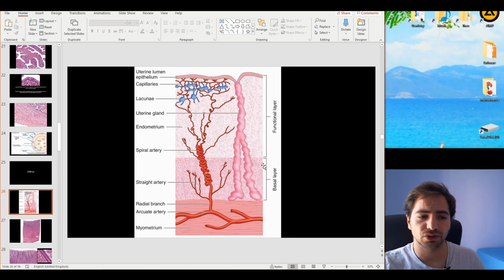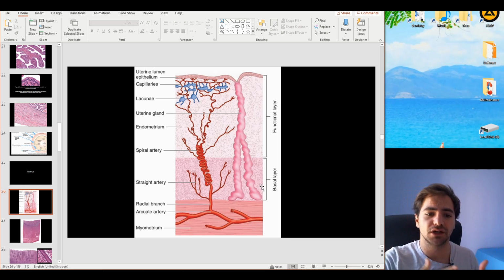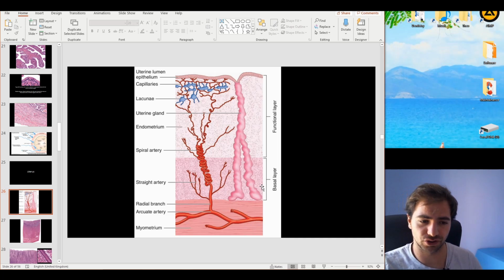When we talk about the terms functional and basal layer of the endometrium, this has to do with the mitotic rate of regeneration. The functional layer itself is the one that undergoes continual changes throughout the whole menstrual cycle. The basic features we're going to see in both layers are the uterine glands, which are covered by ciliated and non-ciliated cells, primarily single columnar ciliated cells. The other feature is the spiral artery.